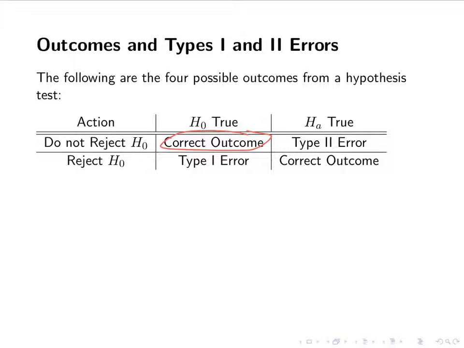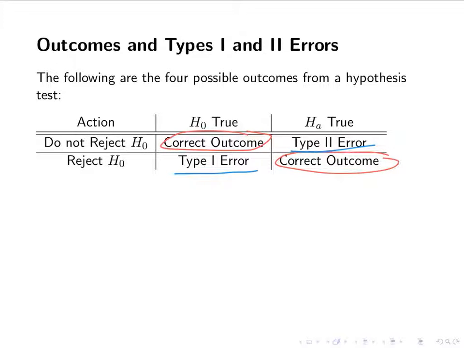If we reject the null hypothesis and the alternative hypothesis was true, this is the other type of correct outcome. We made the correct decision. Otherwise, we did not make the correct decision and we have an error. If we reject the null hypothesis and it was actually true, this is called a type 1 error. If we do not reject the null hypothesis and the alternative was true, this is considered a type 2 error.